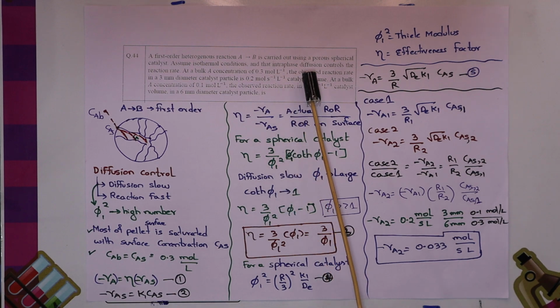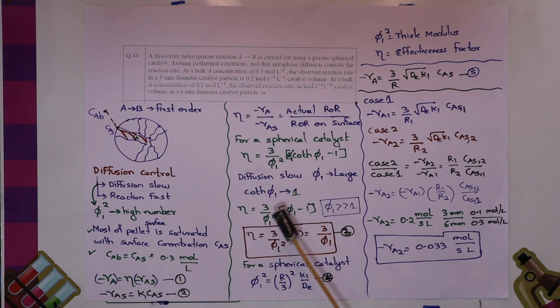And it is already given that diffusion is the slow process. If the diffusion is slow, the Thiele modulus is very high. If the Thiele modulus is very high, phi 1 is very large. If phi 1 is very large, coth phi 1 is 1. If you put phi 1 equal to 30 or 40 and evaluate coth 30 or coth 40, these will be equal to 1. That means in this equation, you can put coth phi 1 equal to 1.